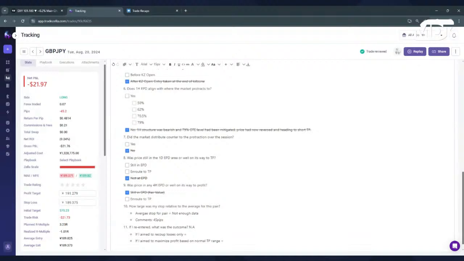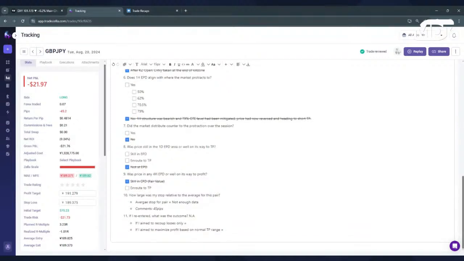How large was my stop relative to the average? Not enough data still, but the stop was 45 pips. GJ is strange like that. Some pairs I'll put like a 150 pip stop, others like 80, like you saw before, this one 45. So hence I said I need more data on this just to establish an average. And then, if I re-entered, what was the outcome? There was no re-entry opportunity here.